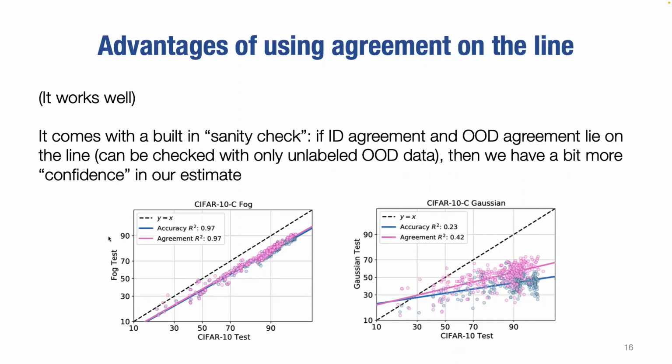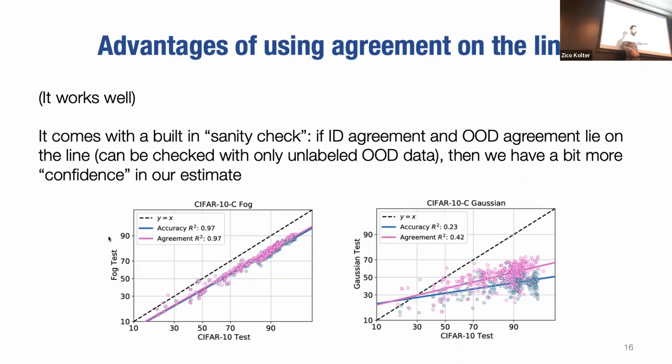What I will say though is that this method comes with a bit of a sanity check. The best thing about this method is that unlike the previous one, where it could be wrong and you would have no way of knowing, what we see here, and again this is an empirical effect so you can choose to believe it or not, is that the higher the degree of linear correlation in agreement, the better this estimate is. When both agreement and accuracy lie on the line, they tend to lie on a very similar line. And so you can do this.